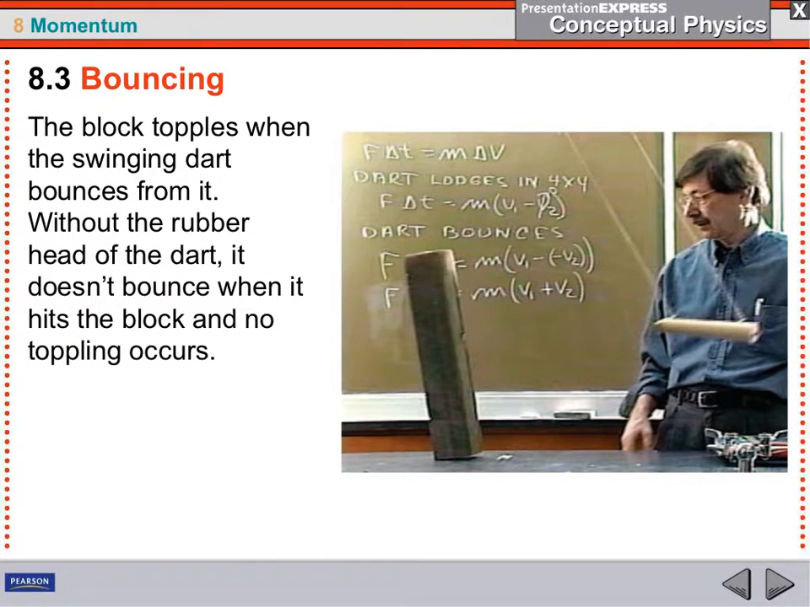Here you can see a block topples when a swinging dart bounces from it. With a rubber head on the dart, it doesn't bounce when it hits the block and no toppling occurs.